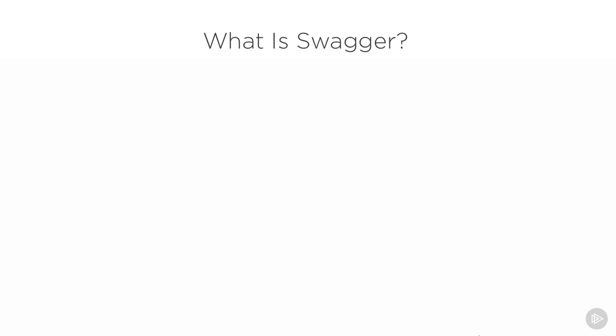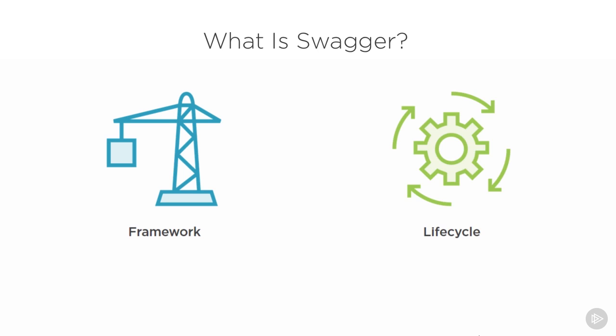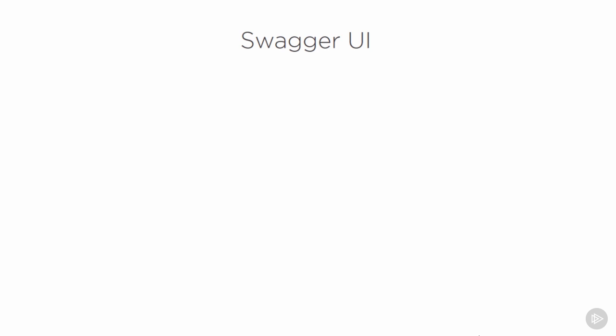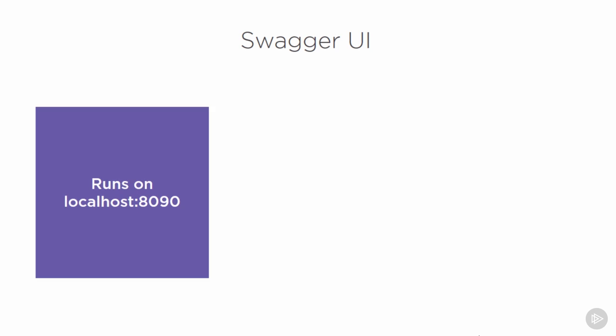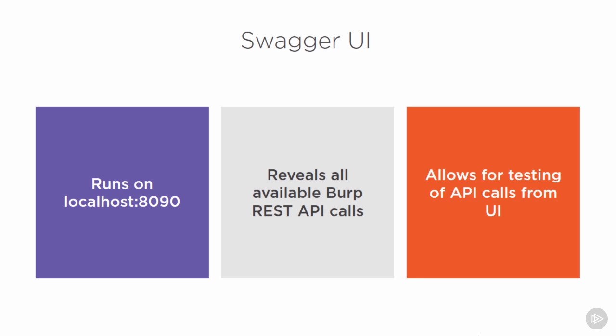So some of you might be thinking, well, what is Swagger? Swagger is a framework of API developer tools that helps programmers to work more easily with API calls throughout their software lifecycle. So once you're executing the Gradle script, you're going to be able to do the following. Browse to localhost 8090. This is where the Swagger UI will be running. You're going to see a listing that reveals all of the available Burp REST API calls. So from that listing, you're going to be allowed to test all of the API calls available and look at the expected responses. So this is quite handy when you're initially setting up how you want to automate this process.